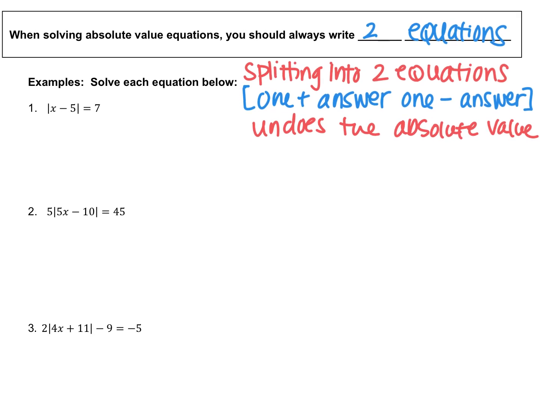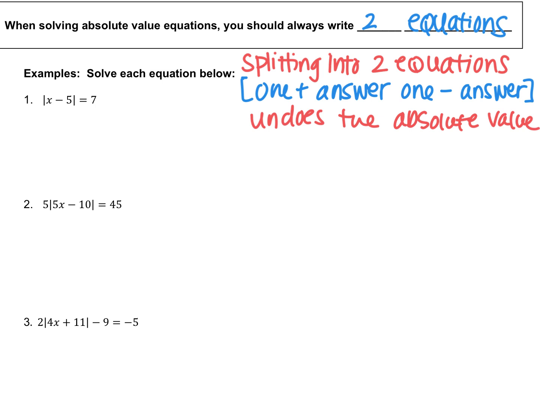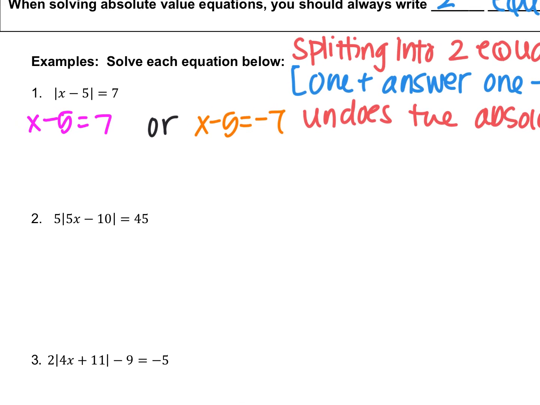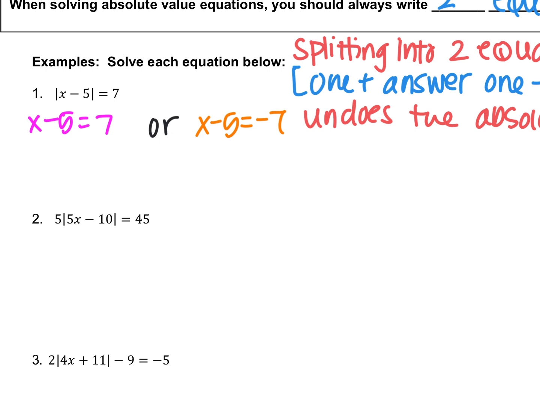The absolute value of x minus 5 equals 7. So we're going to do one equation with a positive 7: x minus 5 equals 7. Or we're going to do an equation with a negative 7: x minus 5 equals negative 7. Once we split into our two equations, we can drop the absolute value symbols.